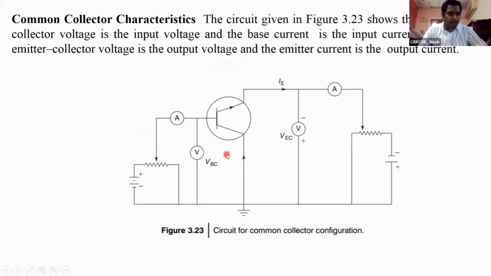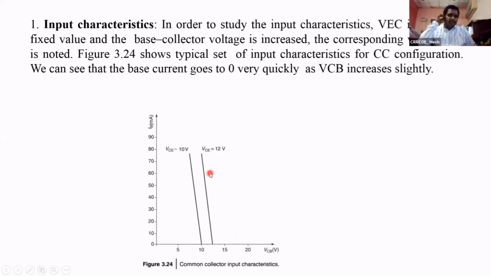Next one is common collector configuration. Here the collector terminal is the common junction for emitter and base. We have the collector in between. The input is between base and collector, and the output is taken between the collector and emitter. This is the connection. Now we see the input characteristics of the common collector configuration.